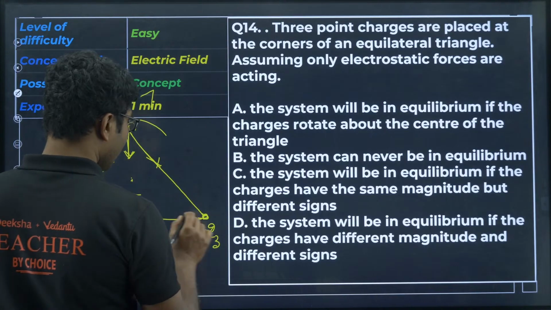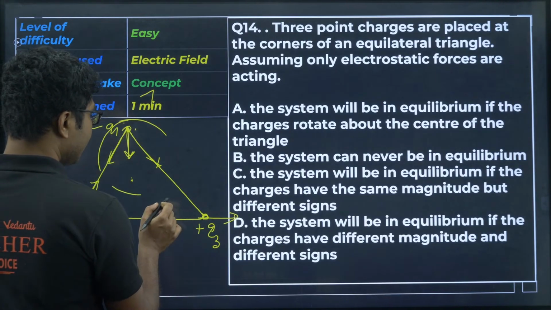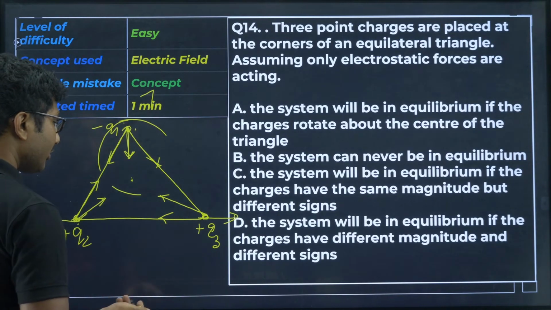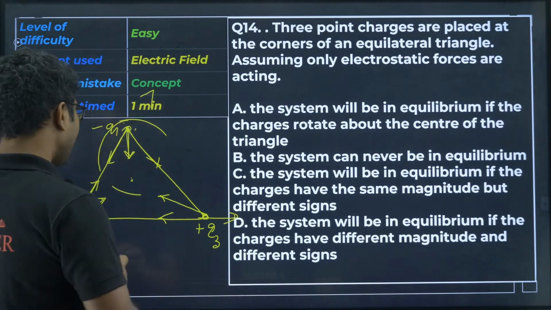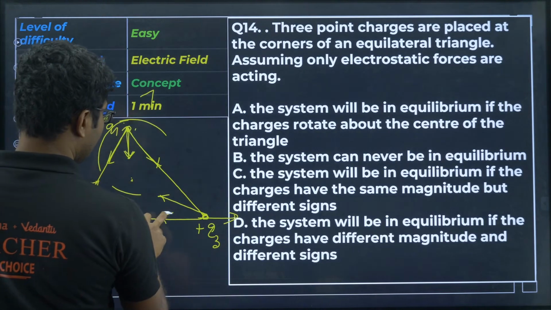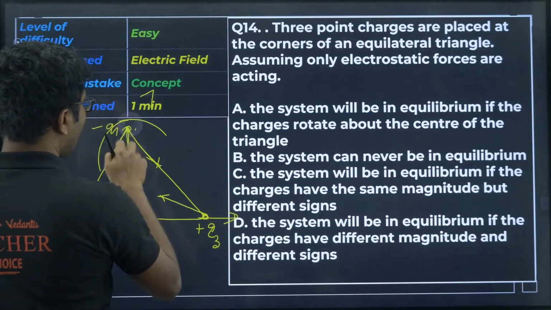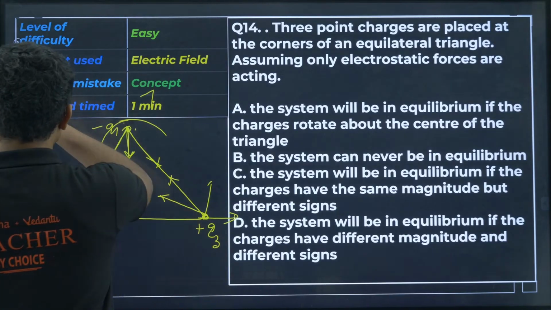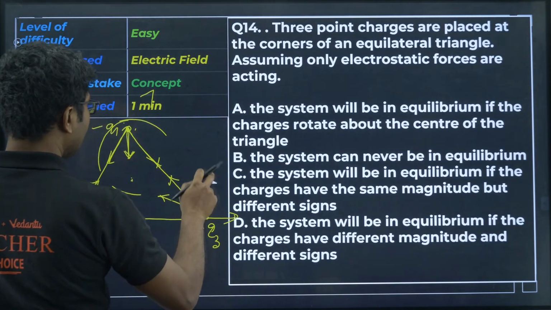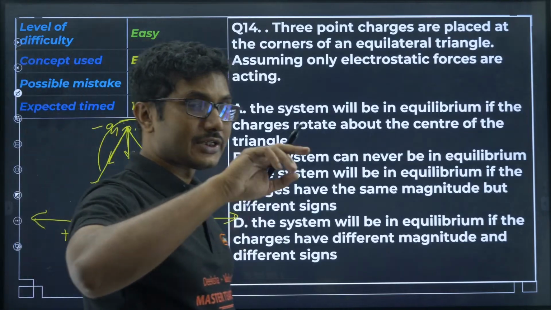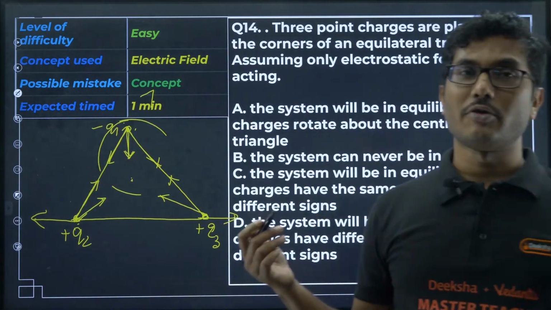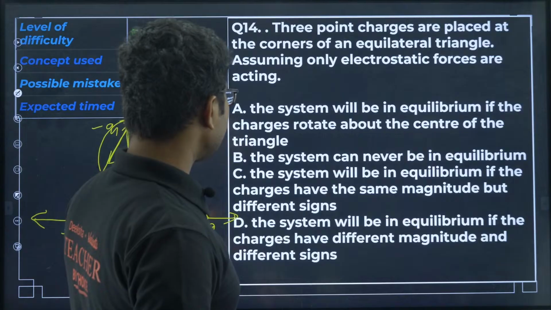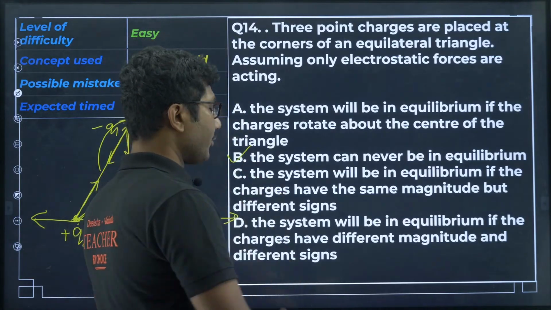Similarly for this charge also, it experiences a force in this direction, and this experiences a force in this direction. Even if they are rotating, if they are opposite charges, it does not matter, you cannot create an equilibrium with 3 charges in the triangle. So equilibrium is not possible if the charges are kept in an equilateral triangle. If it is a rectangular shape, yes, equilibrium is possible, but for a triangular shape equilibrium is not possible. The system can never be in equilibrium, that is option B.